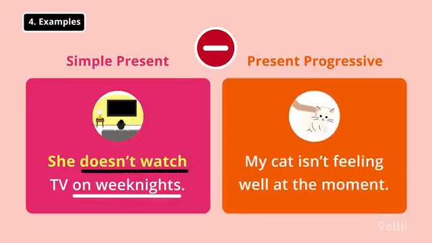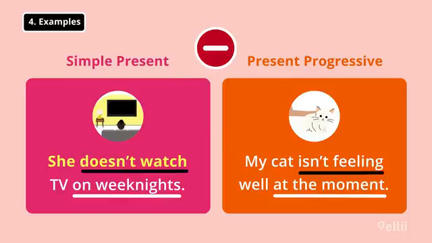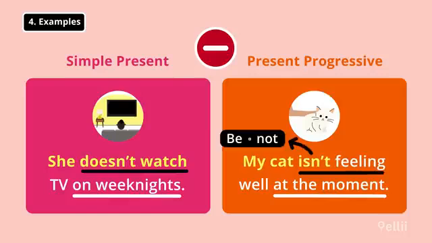My cat isn't feeling well at the moment. The time marker at the moment means we need a present progressive verb. When the subject is my cat, the negative form of be becomes isn't or is not. The ing form of feel is feeling.